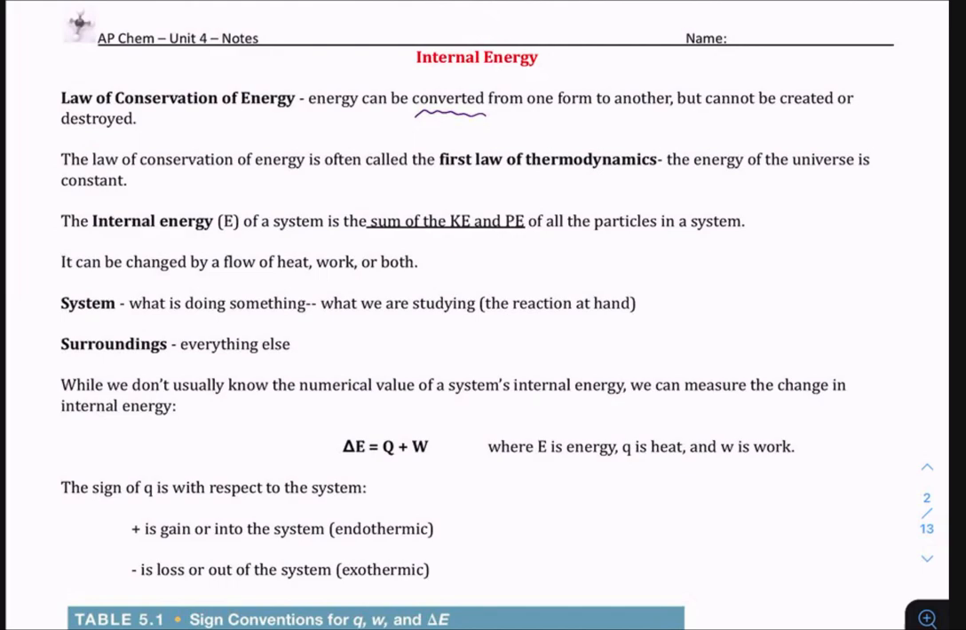So, okay. Energy cannot be created nor destroyed. Did I break my stapler? It was meant to be broken. All right, it was for science, it's okay.